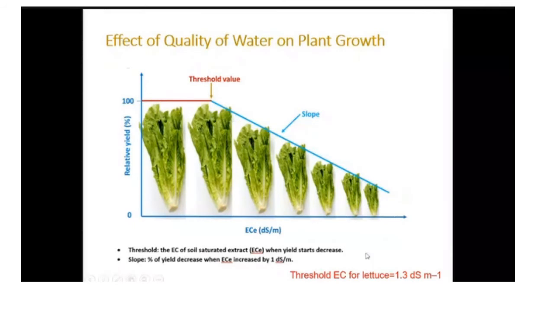And the threshold values vary between plants. Some of the crops are tolerant to salinity. They can survive higher salinity levels. Some of them are very sensitive, so that they can even die or have a reduced yield at an even lower salinity value.